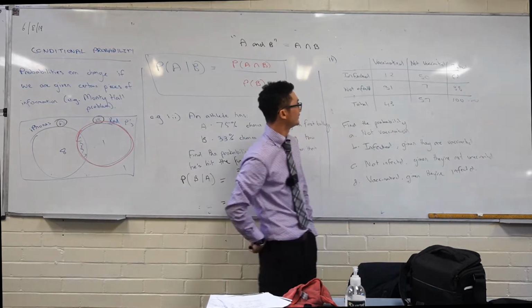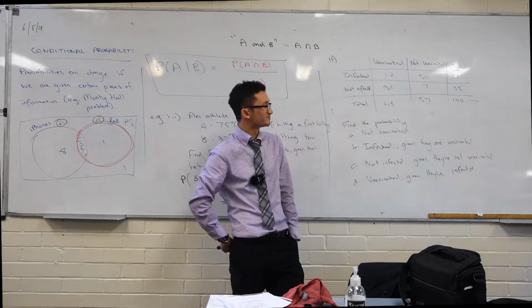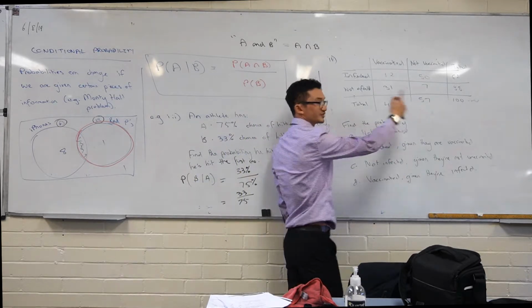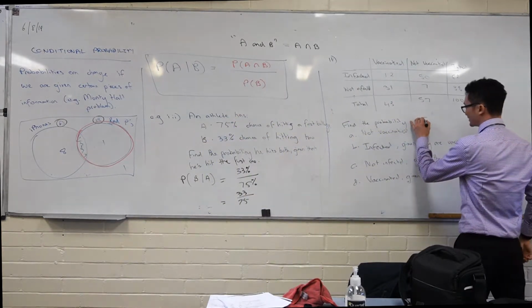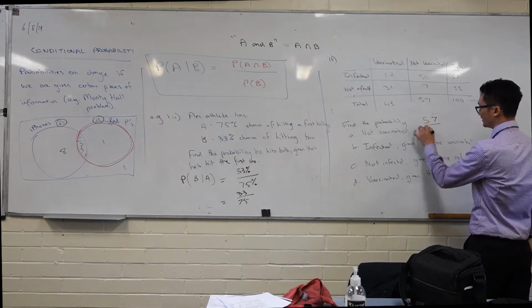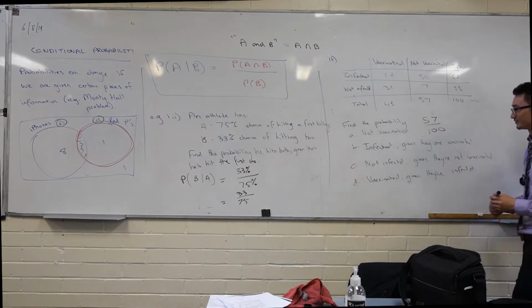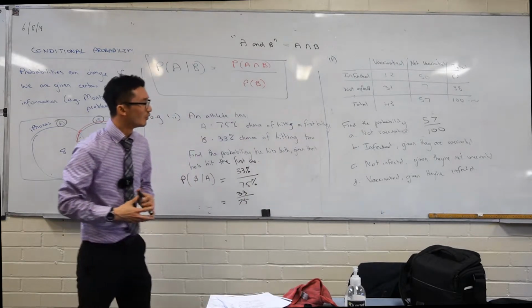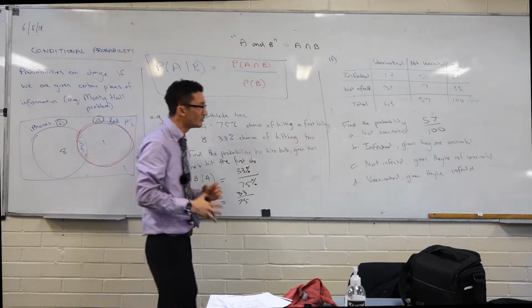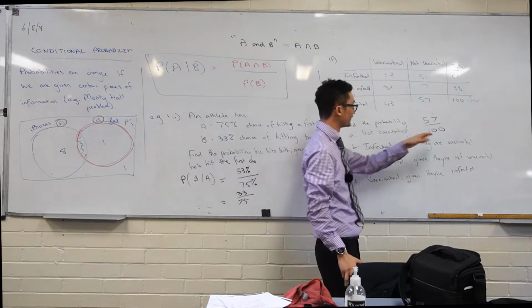So not vaccinated. How many people are not vaccinated here? We've just got 57 as our total. And what's our total? 100. So it's 57 out of 100. But now we're starting to be given some information. What's the information that we're given? Well, we're given that they are vaccinated.